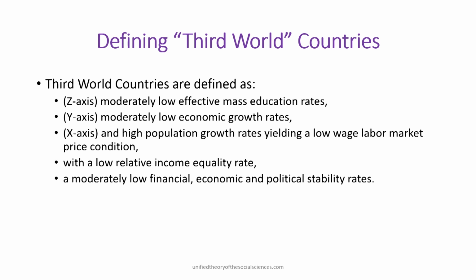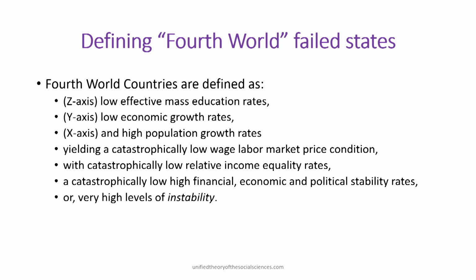Third world countries are defined as a z-axis of moderately low effective mass education rates, moderately low economic growth rates, an x-axis of high population growth rates yielding a low wage labor market price condition with low relative income equality rate and moderately low financial, economic, and political stability rates.